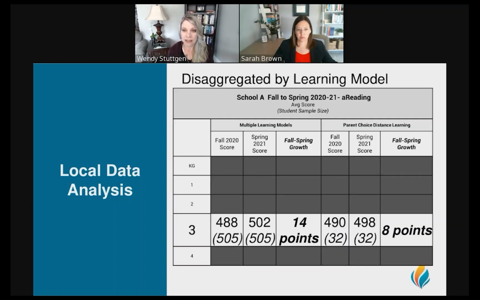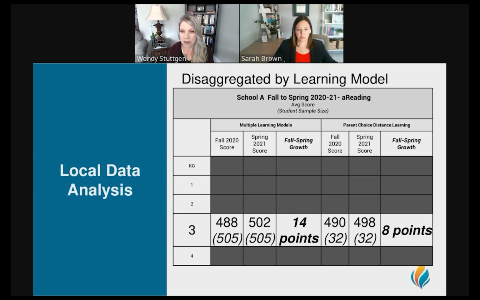We also disaggregated the data by learning model. We considered multiple learning models to be whatever the learning models were as indicated by the school over the course of the year. That consisted of in-person, hybrid, and distance learning. You know, each school was differently impacted. And then we included parent choice distance learning for those students whose parents chose to keep them in distance learning all year. So those kids never came to school. They were always in distance learning.